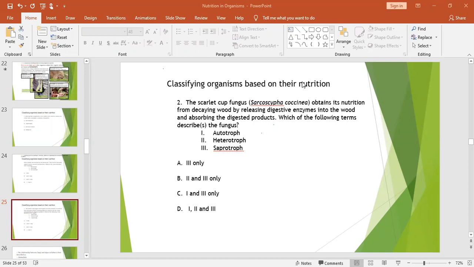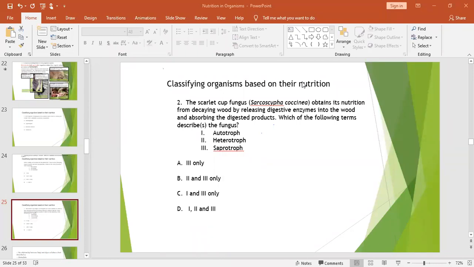Who else? Elizabeth? I also think it's A. I think it is A. So you say that. Vanita is not talking. Vanita, I want to hear you. I think it's A.